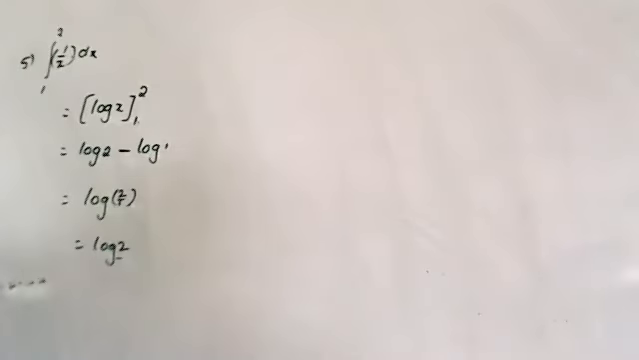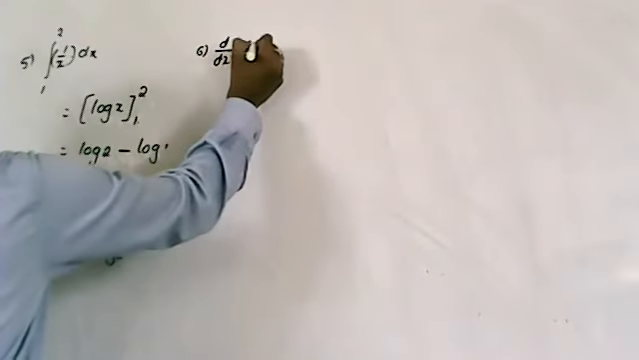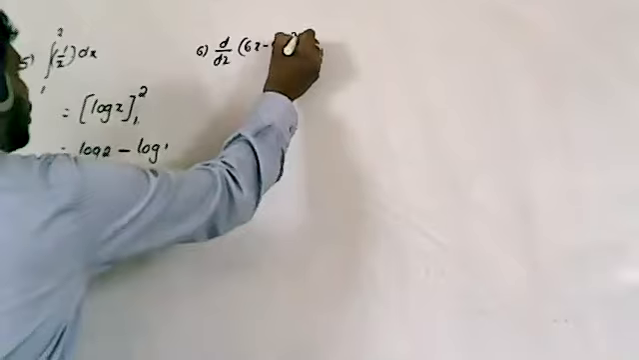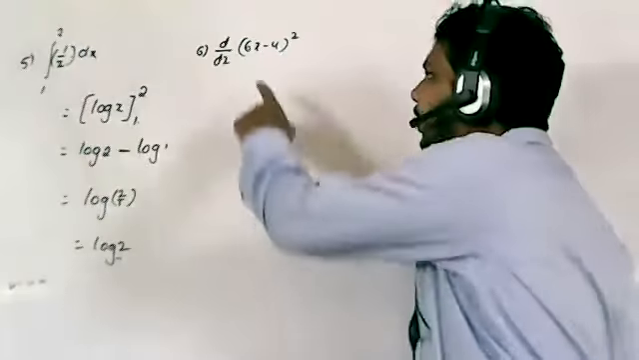Fine. Now listen, the next question is d by dx of 6x minus 4 whole square. You can do this problem in two ways. What is the first way? Take the square of it.